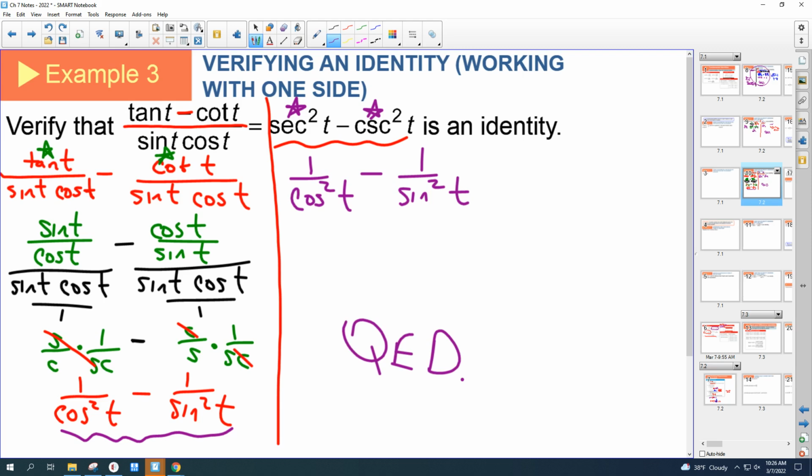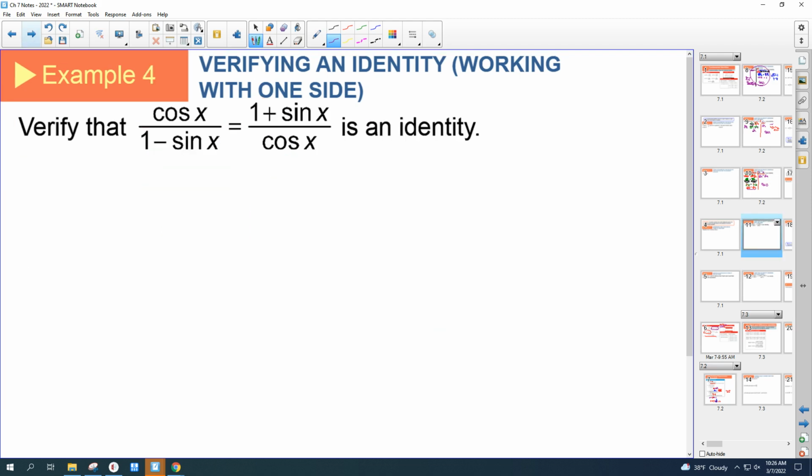All these problems are basically the same thing. Use an identity, do some algebra and clean some stuff up. Use an identity, clean up, use an identity, clean up. Number 4.